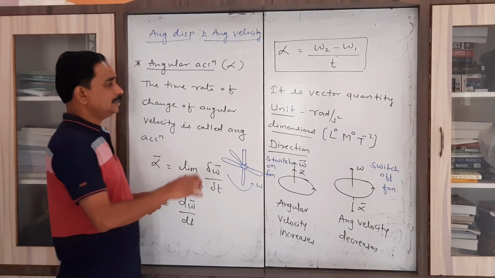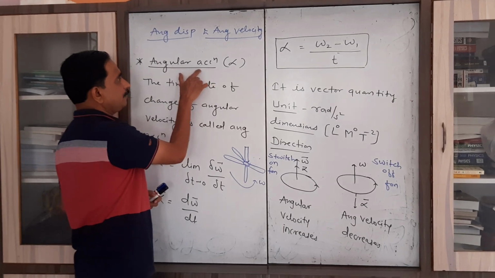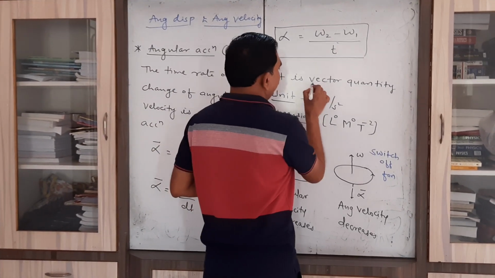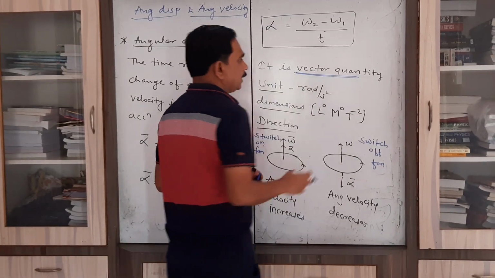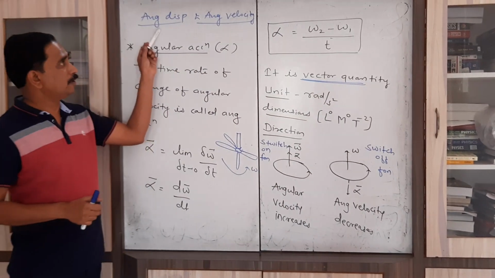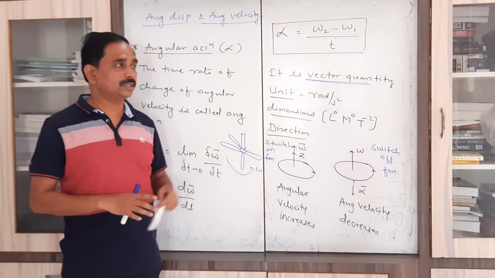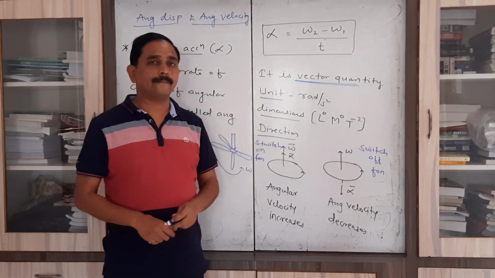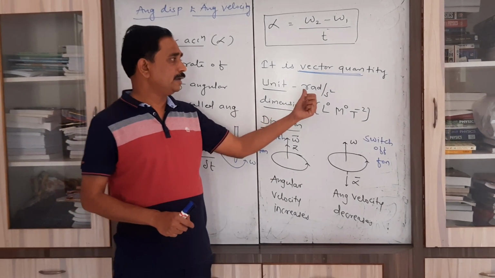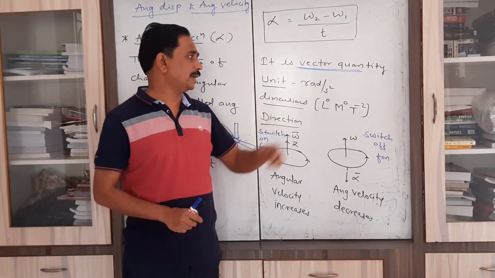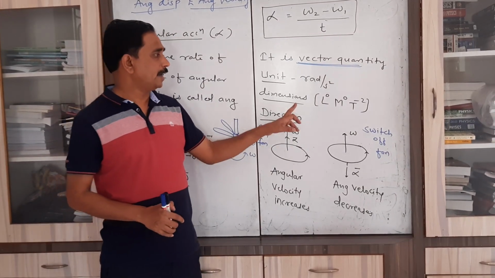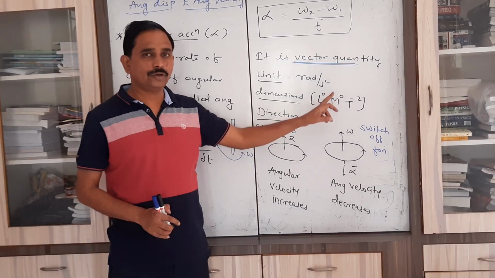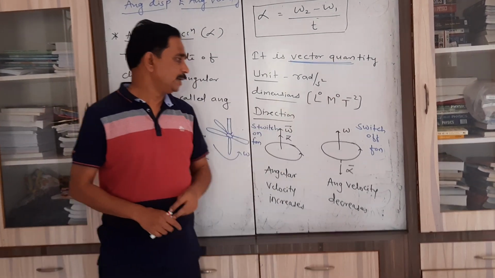Now if we consider some points about the same angular acceleration, we can consider here the nature of that quantity similar to that of angular displacement and angular velocity. Angular acceleration is also a vector quantity. It is measured in the unit radian per second square. That's why the dimensions of this physical quantity are 0 in length, 0 in mass and -2 in time.